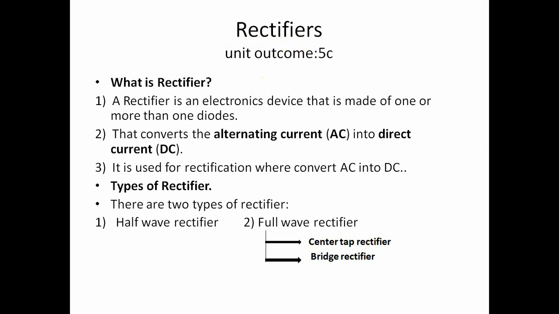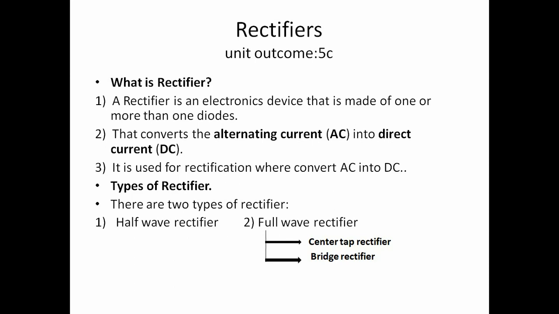A rectifier is an electronic device that uses one or more diodes. Basically, a rectifier is used for the conversion of alternating current AC into direct current DC. It is used for rectification, where we convert AC into DC.